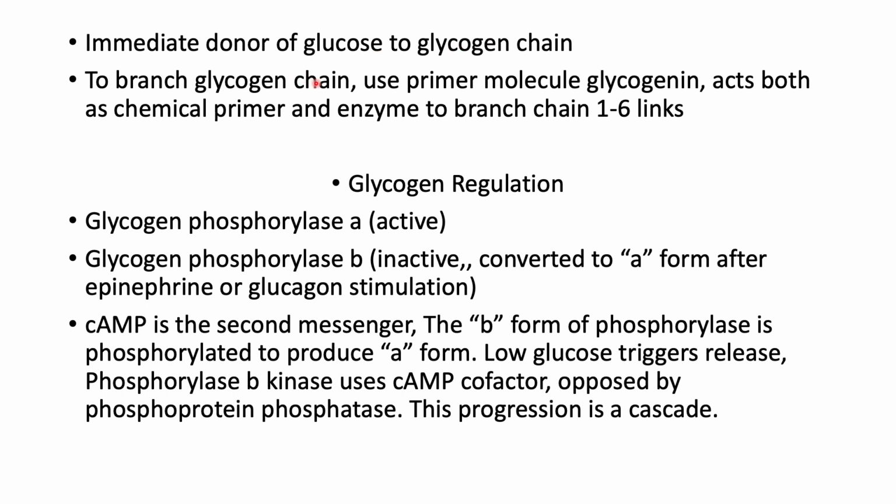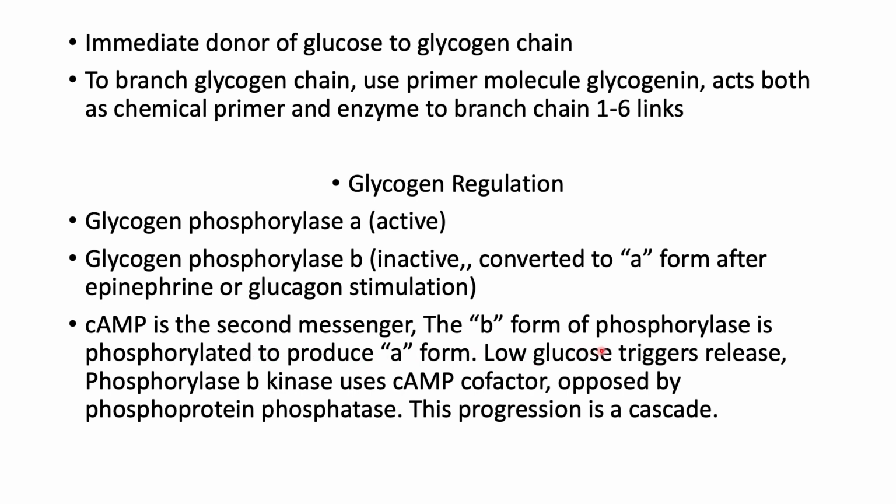To branch the glycogen chain, you use the primer molecule glycogenin that acts both as a chemical primer and enzyme to the branch chain 1,6 linkage. The glycogen regulation, glycogen phosphorylase A is active, glycogen phosphorylase B is inactive, is converted to the A form after epinephrine or glucagon stimulation. Cyclic AMP is the second messenger. The B form of phosphorylase is phosphorylated to produce the A form.